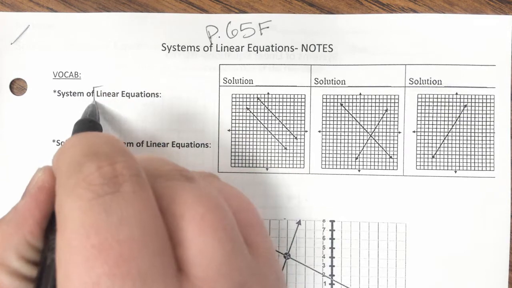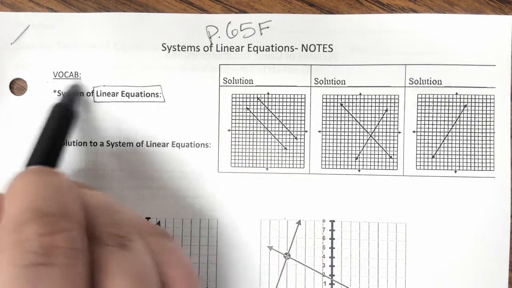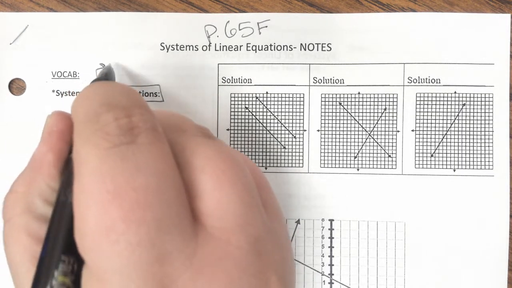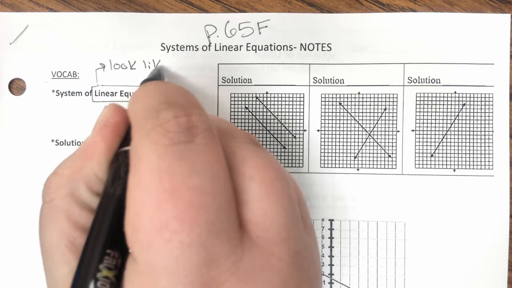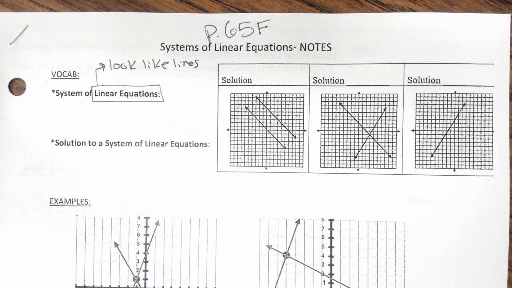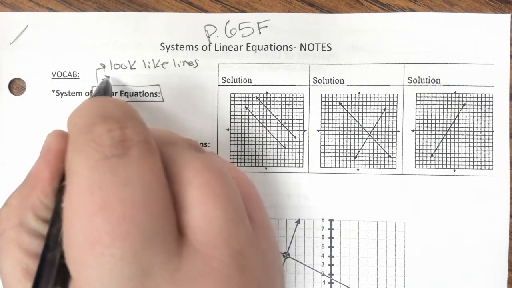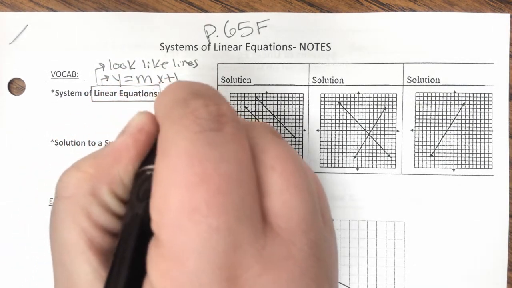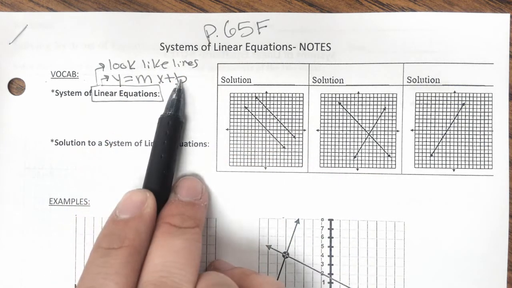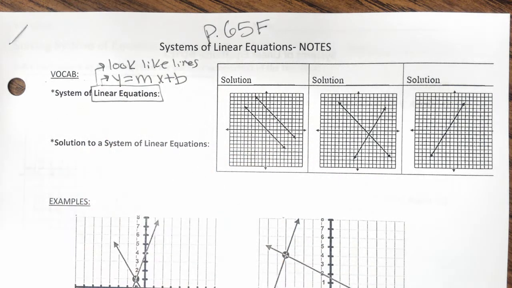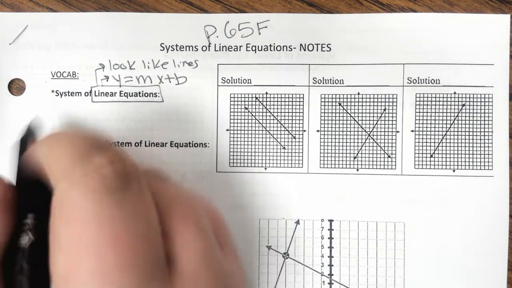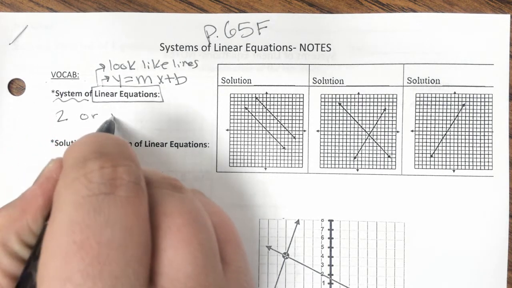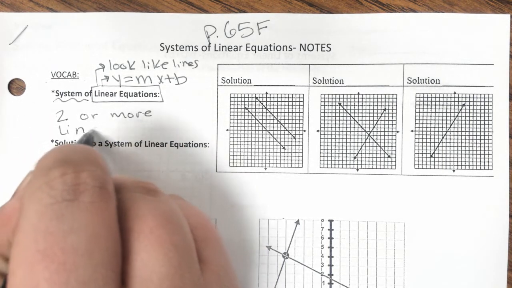So we've been talking about linear equations. This is our vocabulary, sorry. We've been talking about linear equations, and we know that linear equations look like lines on a graph. They're straight lines. We also know that using letters and numbers, this looks like y = mx + b as an equation. That is slope-intercept form because you can see the slope and the y-intercept from the equation alone. This becomes a system of linear equations when you have two or more linear equations.